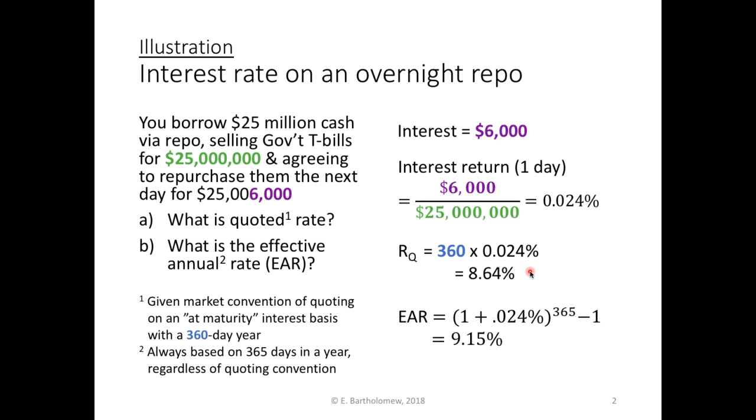Now, if we want to look at the effective annual rate, which is the compounded rate, we need to compound that 0.024% for 365 days. Note it's 365 and not 360 days because the effective annual rate is reflecting the actual return for the year. And an actual year has 365 days. So we take that compounded rate and we get 9.15%.